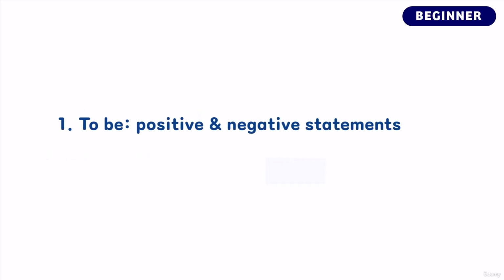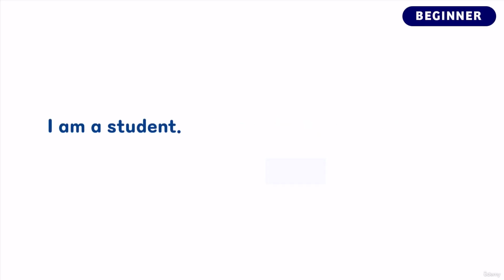In this lesson, we're going to learn how to use the most common verb in English, to be, in the present tense, and learn how to make positive and negative statements. Let's first take a look at a positive statement. I am a student.